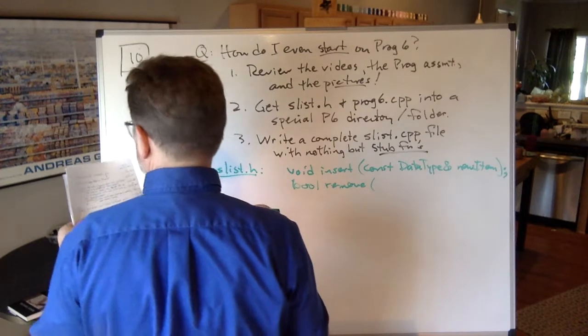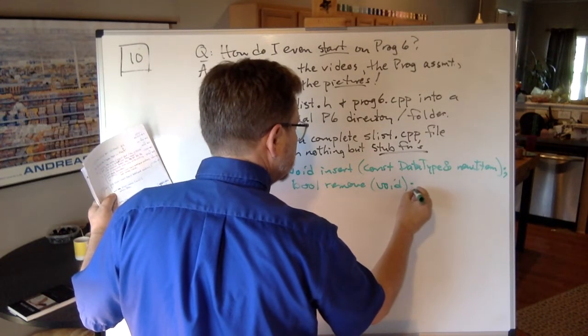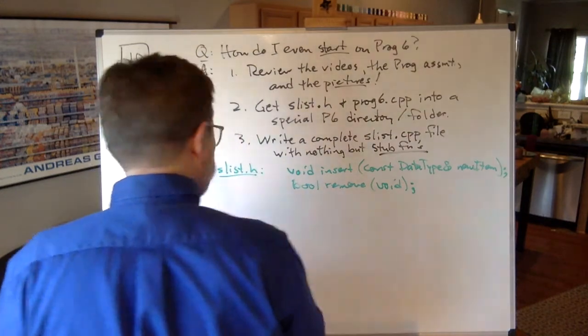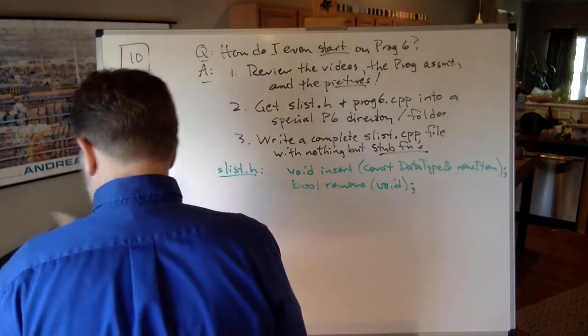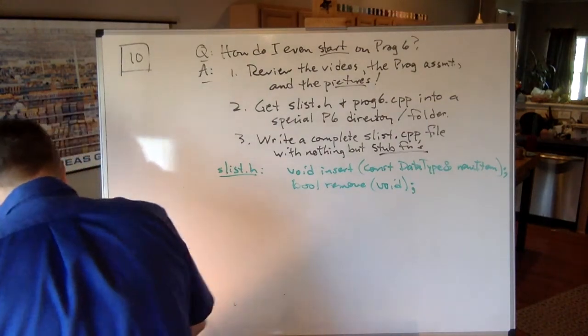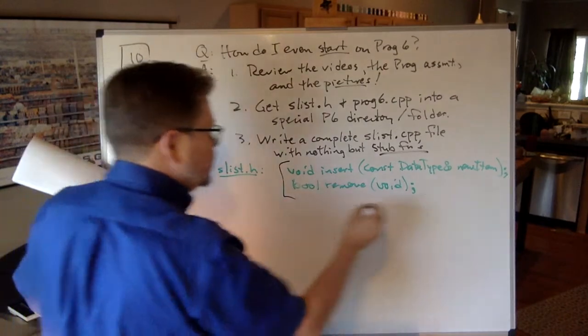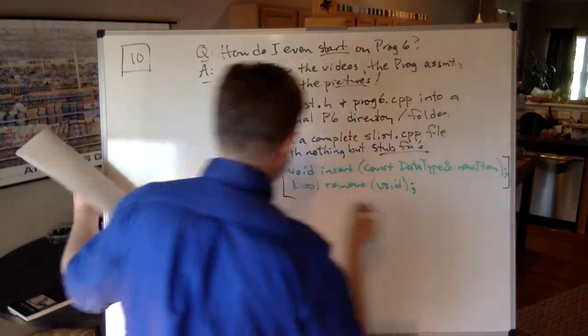Void. Was it void? Yes. Void. Now, those are in the header file. So if you can't read that green, I apologize. I'll switch to darker green. That's black. I'll switch back to black for the slist.cpp. These you got for free. Those are in that header file I sent.